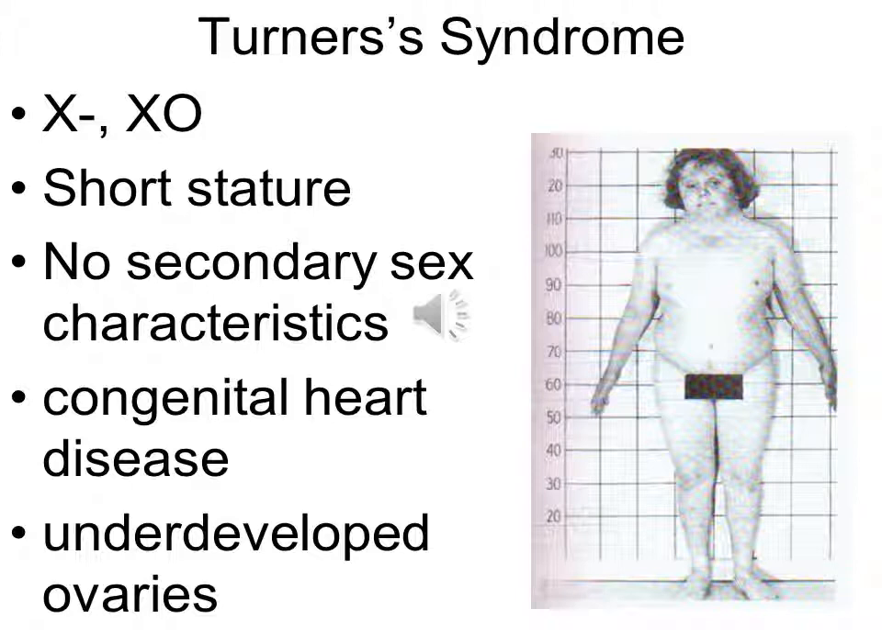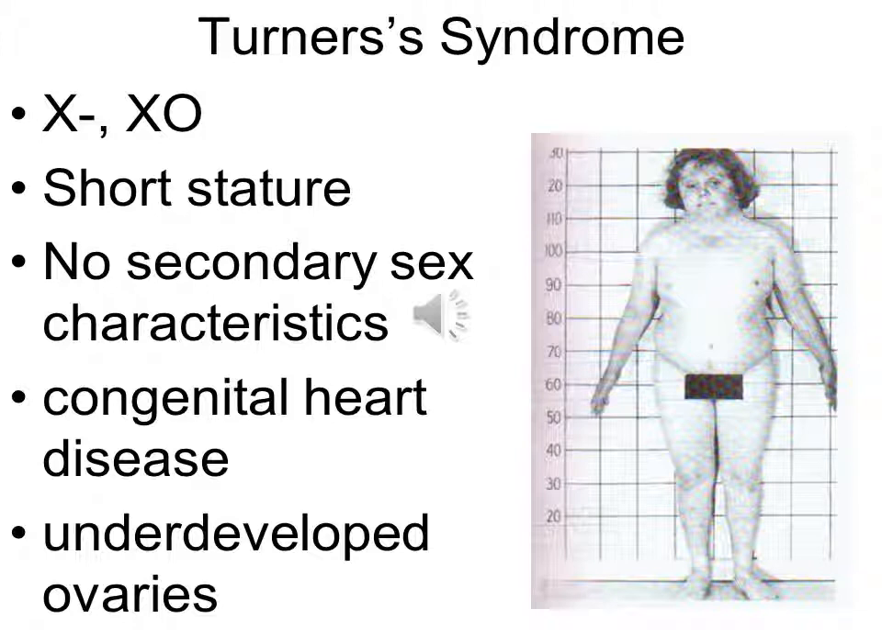They will have some health concerns. Many times they will have congenital heart disease. Often they have an underactive thyroid. They may have a tendency to develop diabetes and autoimmune disorders. They typically are treated with estrogen to promote the development of secondary sex characteristics, and also with growth hormone because of their tendency to have short stature. They are infertile, but successful pregnancies have occurred in people with Turner syndrome using in vitro fertilization techniques.